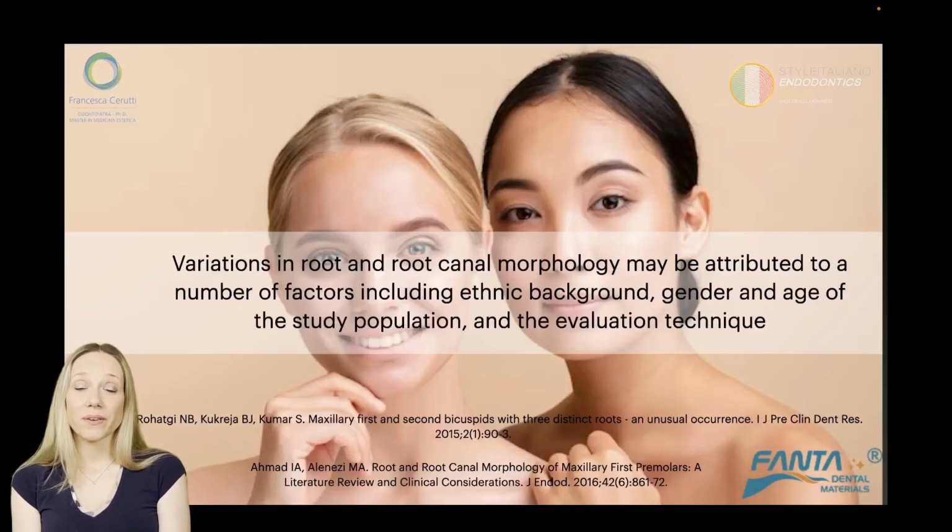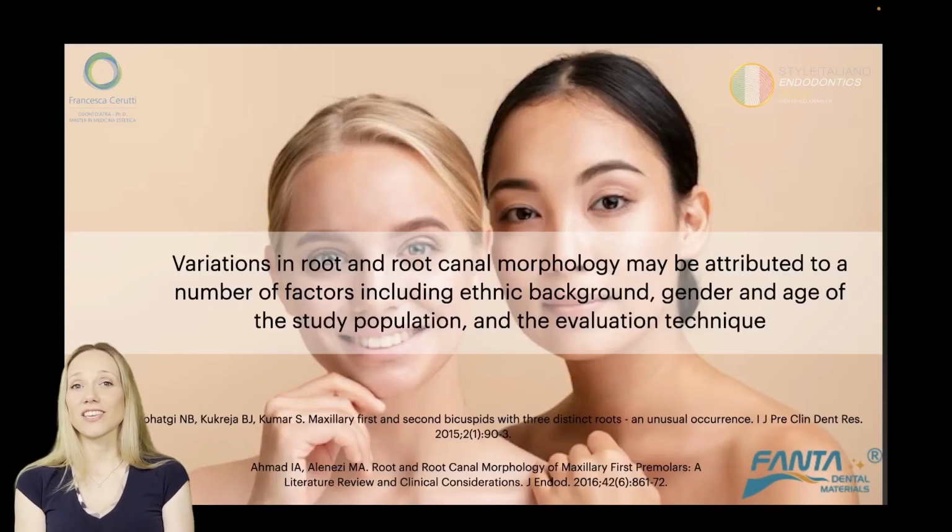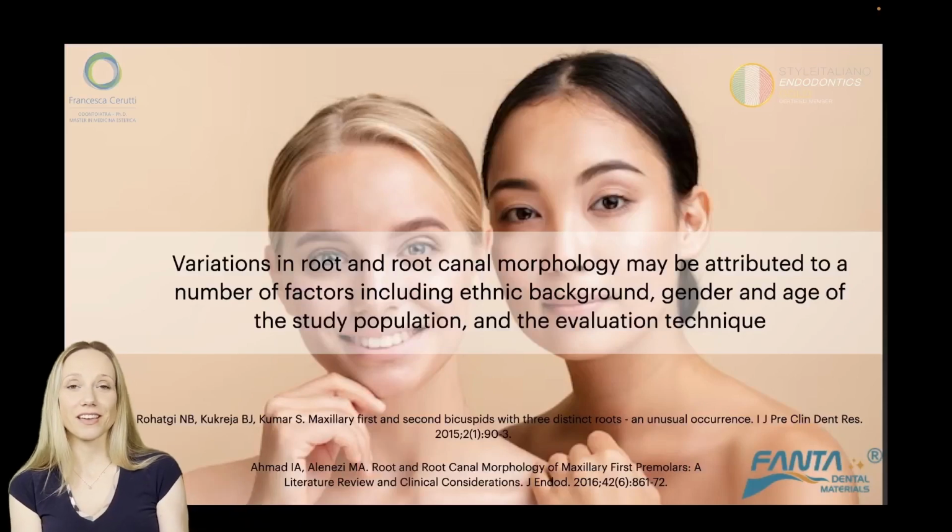Gender and age can have some influence because in some cases some anomaly can be seen more frequently in women or in men, and obviously what really changes the game is the way we evaluate the anatomy of teeth, because if I work with bidimensional x-rays, it will be more difficult to really understand and see the anatomy of the tooth. And if I'm working with a micro-CT or a CBCT or extracted teeth, it's way easier for me to really understand how the anatomy is.